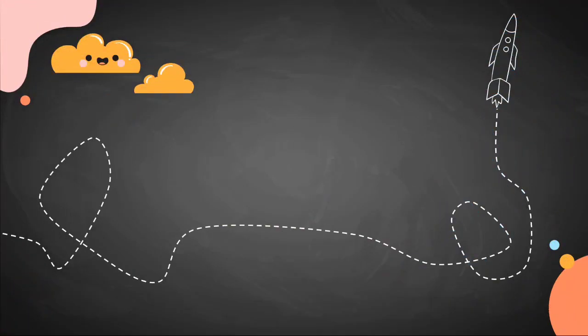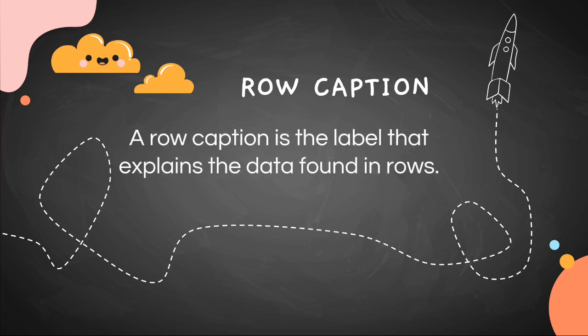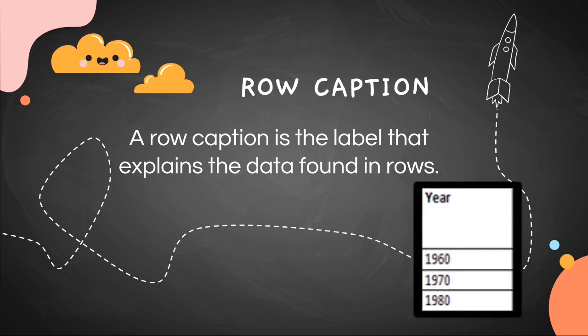The third element of a table is called row caption. Based on the example, what is a row caption? Excellent! A row caption is the label that explains the data found in rows. Let us take a look back at the example. What does the row caption of the table contain? That's amazing! The row caption of the table contains the years, such as 1960, 1970, and 1980.